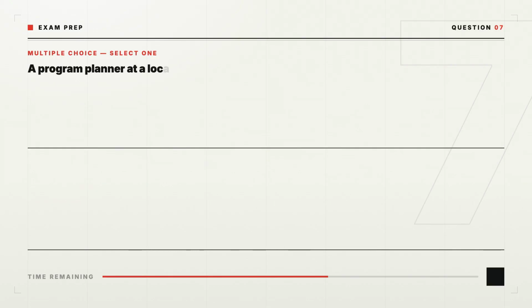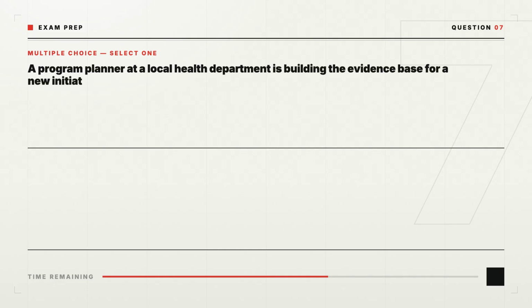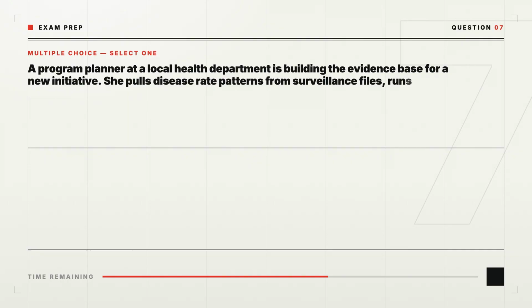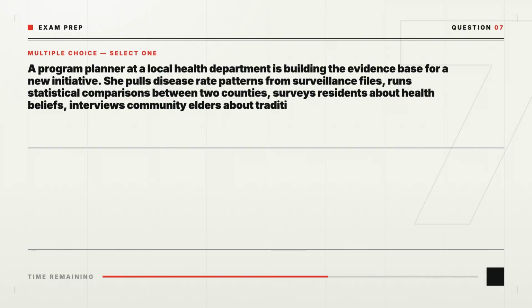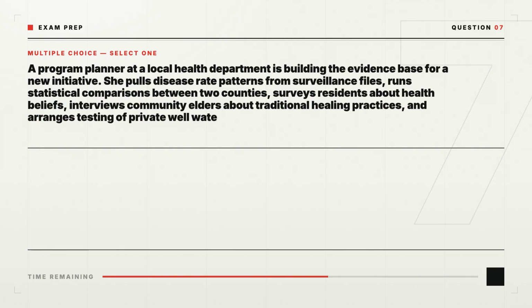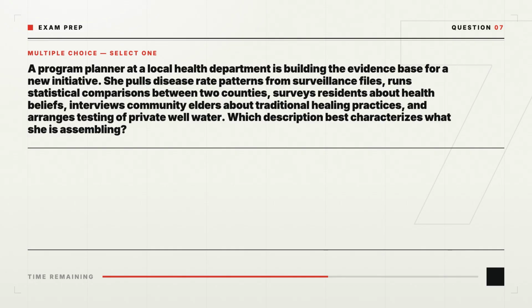Question 7. A program planner at a local health department is building the evidence base for a new initiative. She pulls disease rate patterns from surveillance files, runs statistical comparisons between two counties, surveys residents about health beliefs, interviews community elders about traditional healing practices, and arranges testing of private well water. Which description best characterizes what she is assembling?